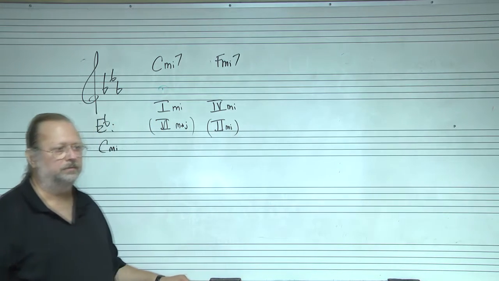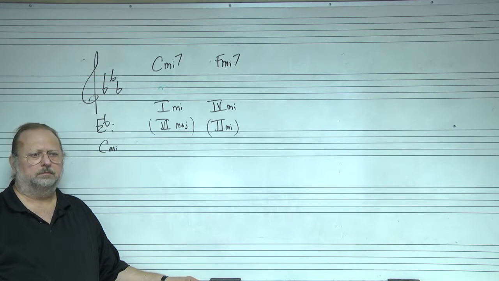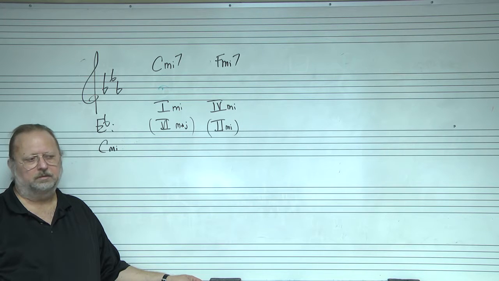Okay, so what's the next chord? D minor 7 flat 5. What is that? It's the 2 in C minor. It's the 2 in C minor, but wait a minute though.